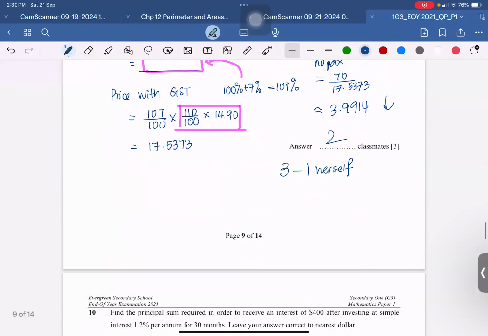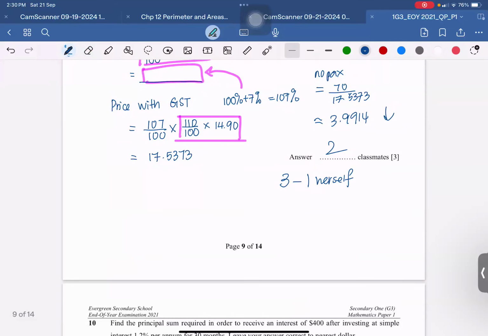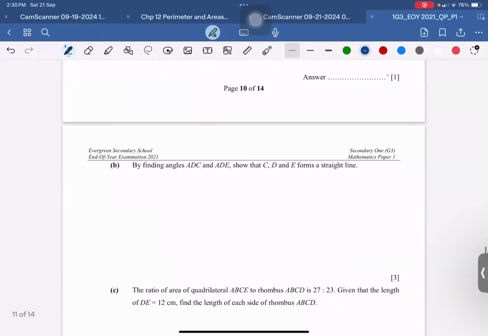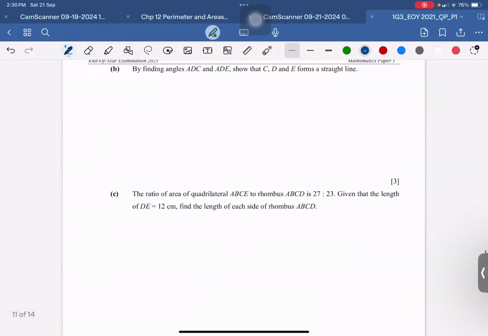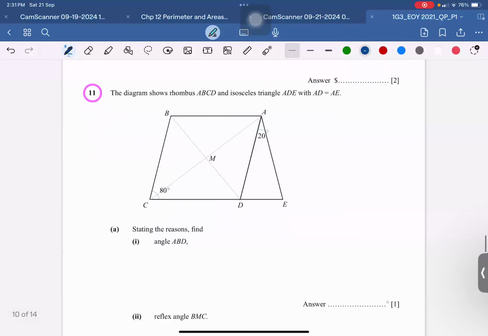Okay, the time now is 2:30. Do y'all still want to continue? I have 11 and number 13. Should I just do this? Let me just finish this question. Those of you who need to go off can go off. It's okay. No problem, okay?